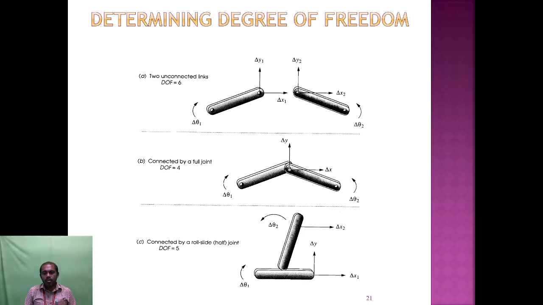And link 1 is moving in the x direction and y direction, and at the same time has a curvilinear motion. And L2 is moving in only one direction, translation, linear, delta x2, and is curvilinear for link 2, delta theta 2. So here 3 translation linear motions and 2 rotation motions. So here the degree of freedom is 5.